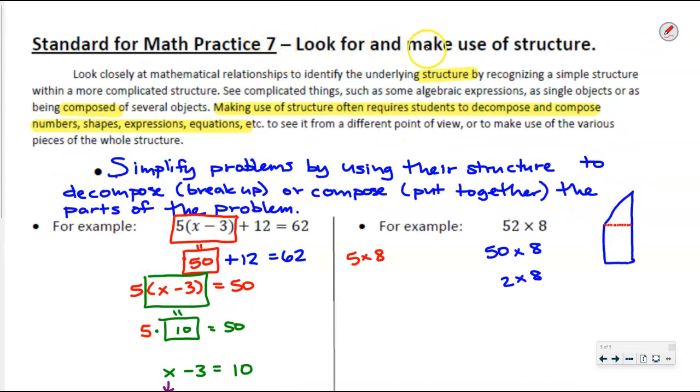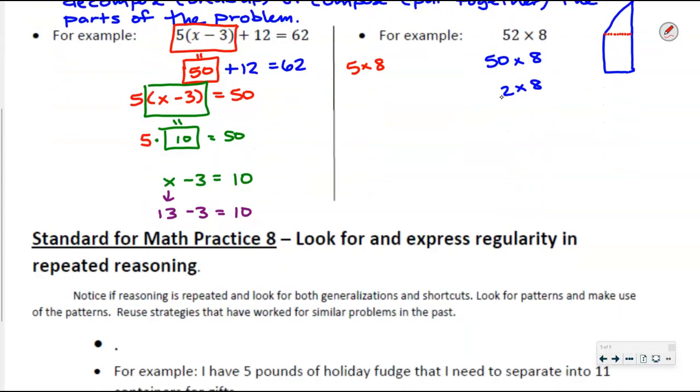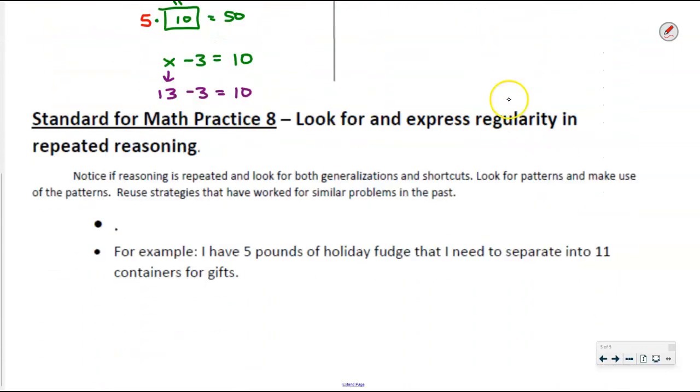That's Math Practice 7. We're making use of the structure of mathematics, how things are built. That way we can take them apart and use them in their pieces. And our last math practice is Math Practice 8. Look for and express regularity in repeated reasoning.